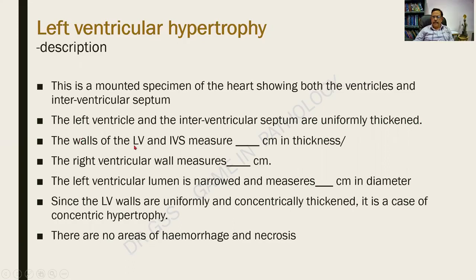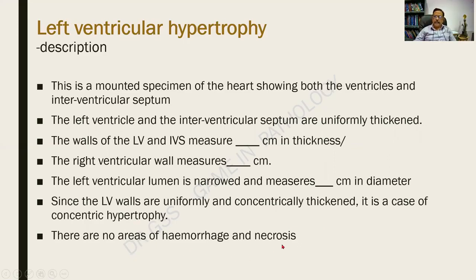The walls of the left ventricle and the interventricular septum measure so many centimeters in thickness. Please do measure and write it. The right ventricular wall measures so many centimeters, and the left ventricular lumen is narrowed. It measures so many centimeters in diameter. And since the walls of the left ventricle are uniformly and concentrically thickened, it is a case of concentric hypertrophy.